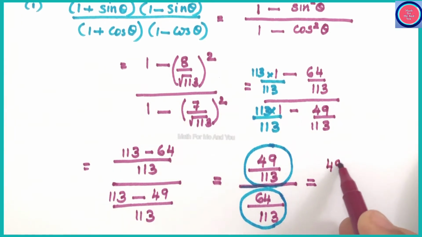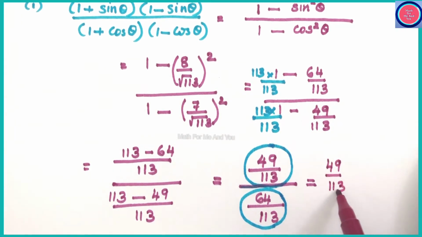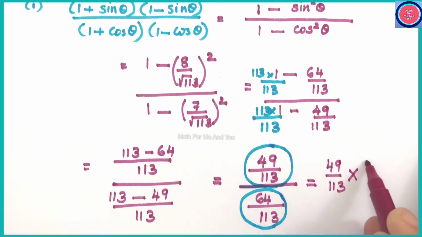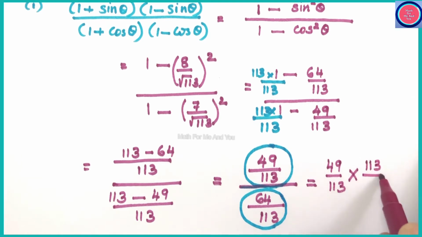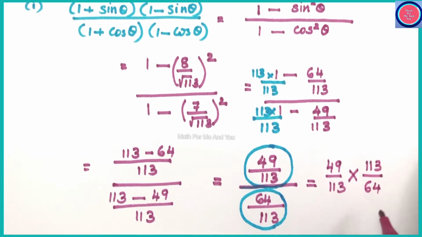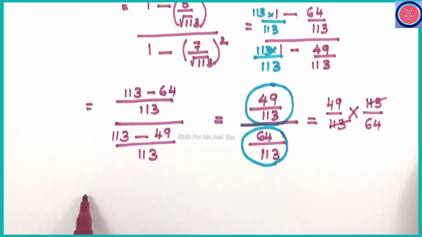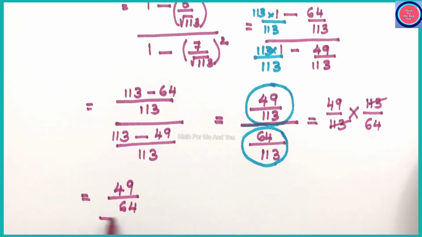We can write 49 divided by 113, then times the second fraction, write the reciprocal, 113 divided by 64. Cancel the common number 113 from numerator and denominator. Directly also, if you want, we can cancel. If they have two fractions having the same denominator, we could cancel when we divide them. Now we get the result 49 divided by 64. So this is the answer for the first question.